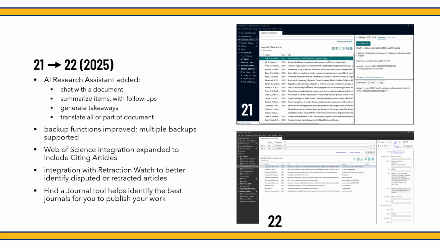And then there have been some less earth-shattering updates. They improved the backup function. The Web of Science integration, which already existed, was expanded to include the ability to identify articles that cite the articles that you're looking at. The retraction feature has been improved with integration with Retraction Watch, and now they have a Find a Journal tool, which is intended to help you identify places where you might be able to publish your work.